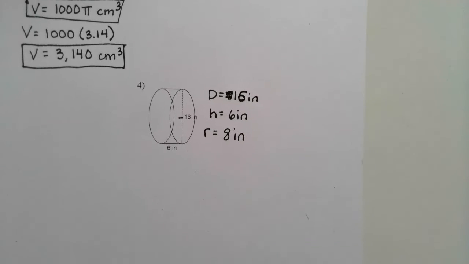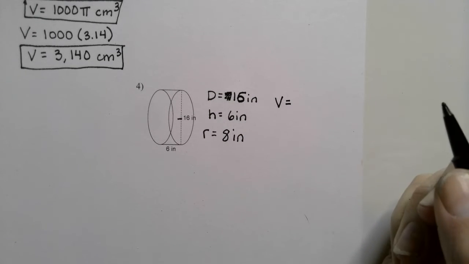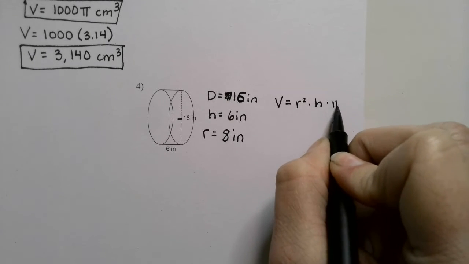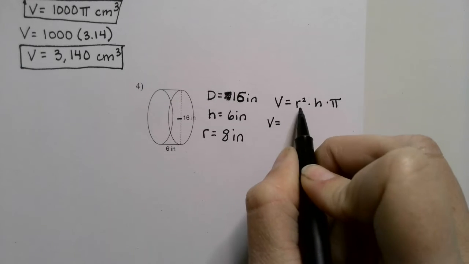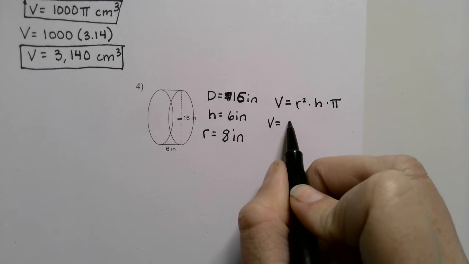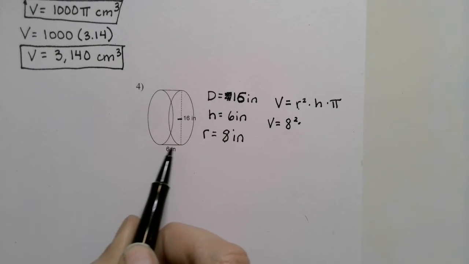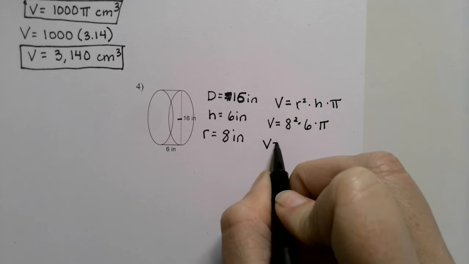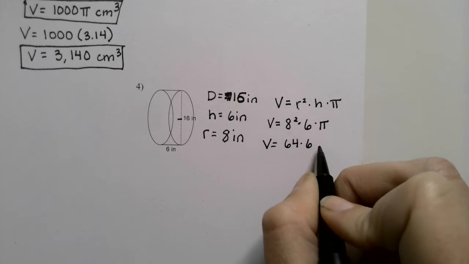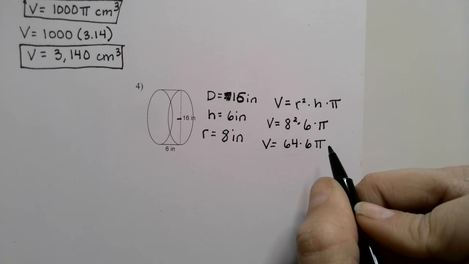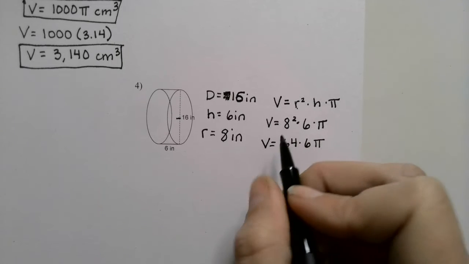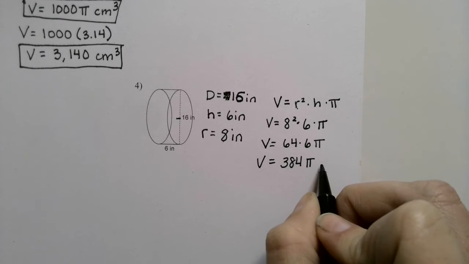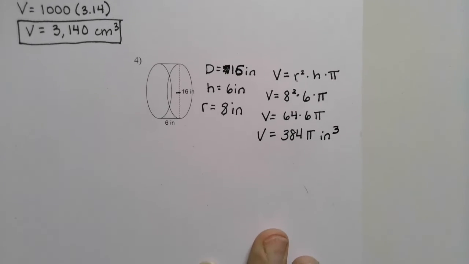Okay, so let's go ahead and find the volume of this guy. You're going to take the radius squared multiplied by the height multiplied by pi. So our volume is our radius, which is 8, because that's half the diameter, so 8 squared times our height, which again is the thing connecting the two circles. That's going to be 6 times pi. So we get 64 times 6 pi, and when we do 64 times 6, we get 384 pi. And because we're talking volume, remember we've got to use cubed, so inches cubed.